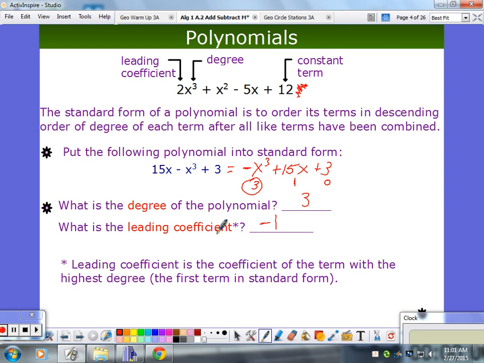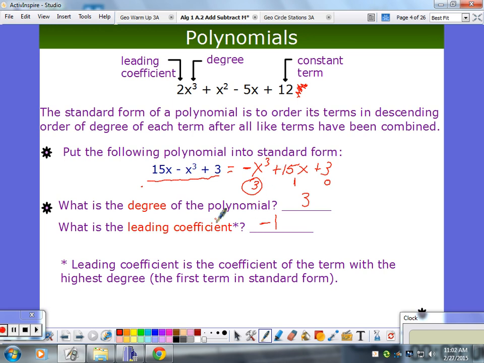So if it's not in the standard order, it's not a polynomial? Oh, it can be a polynomial, it's just not in the standard form, right? So if I put this, it's a polynomial, and it still has degree 3, but by convention, we put them in descending order. It's very easy to see the degree if you do that. Yes? But standard form has to be in a different order? Descending degree order.